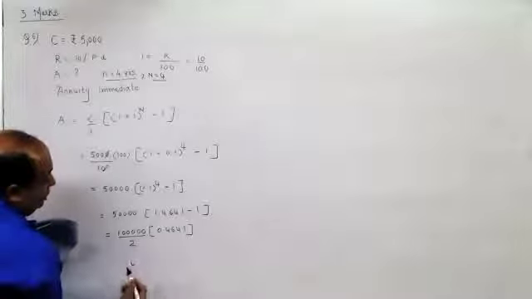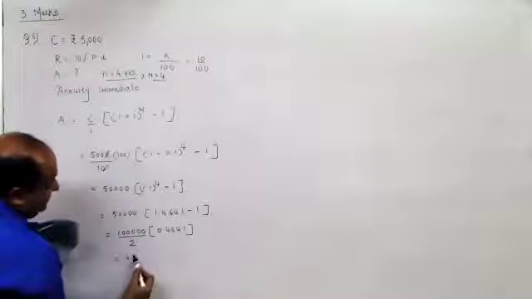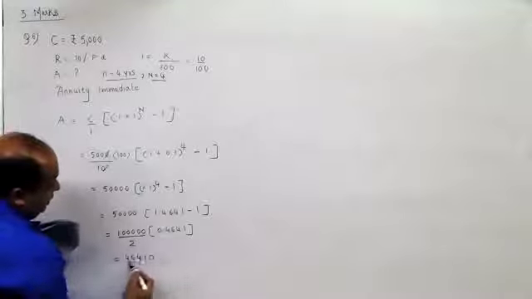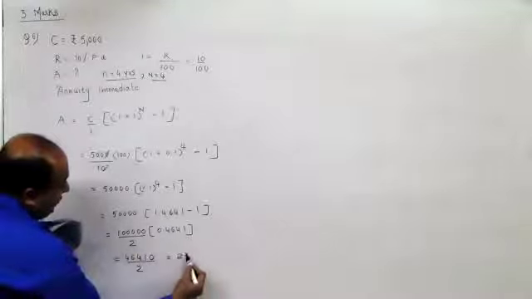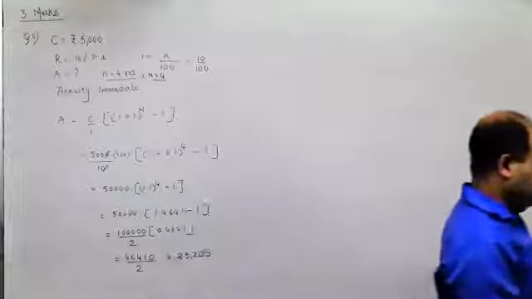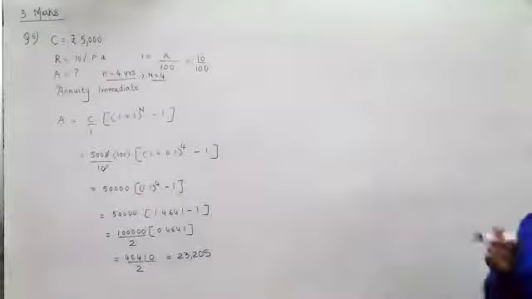Now for ease of calculation, I'll multiply and divide by 2. So I'll get 1 upon 2, 5,000 into 0.4641, so it is 23,205. Can someone verify the answer? Smriti? Sir, it's correct.